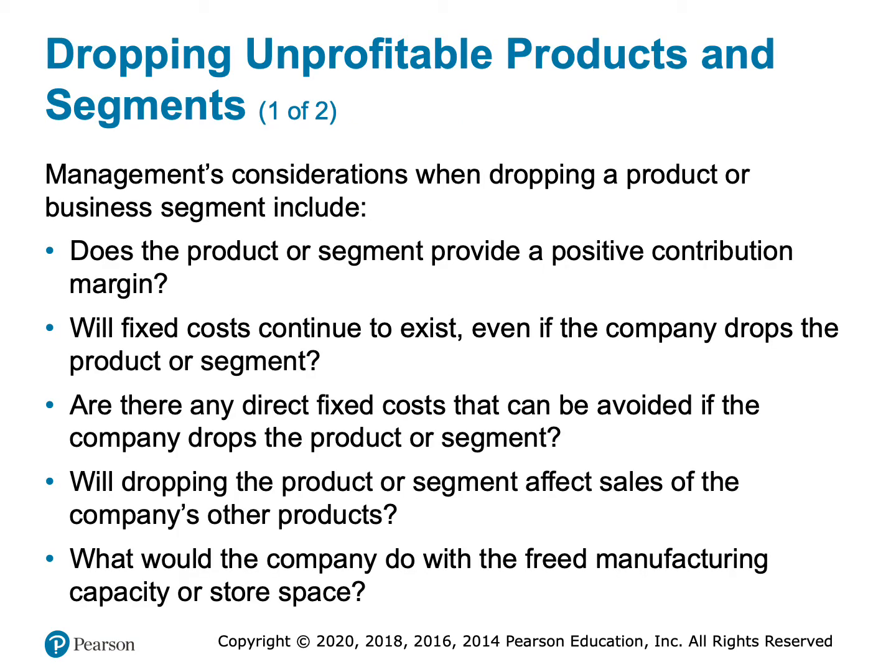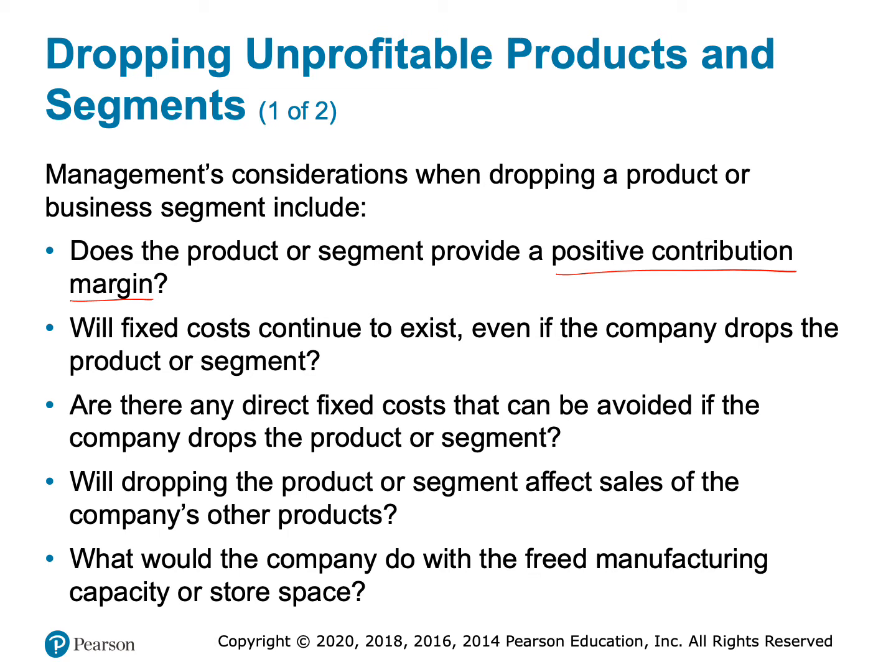So things that we need to consider is, does the product or segment provide a positive contribution margin? Remember, contribution margin is revenue minus variable cost. If it does, oftentimes, not always, but oftentimes we'll vote to keep the product or segment if it's providing that positive contribution margin. So we need to examine then, will the fixed costs continue to exist even if we drop the product? So these fixed costs we have allocated.